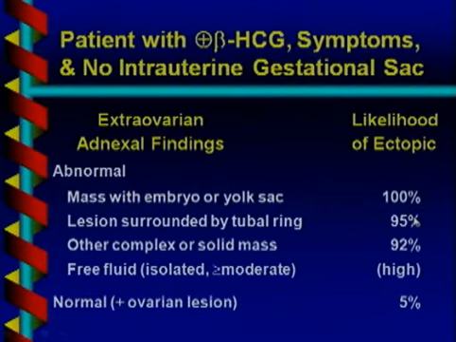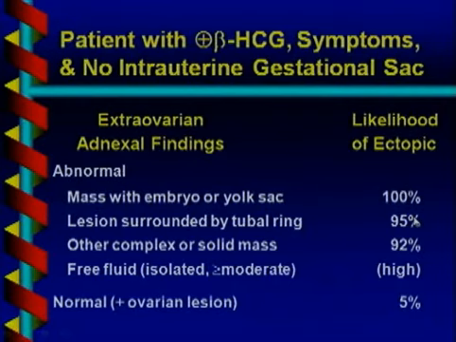This table is based on an article that was published some years ago by myself and Dr. Douglas Brown, who's now at the Mayo Clinic. And what we did was we summarized the data in the literature to come up with the likelihood of ectopic pregnancy in a patient with a positive pregnancy test, symptoms, and no intrauterine gestational sac. In such a patient, what's the likelihood of ectopic based on what we see in the adnexa?